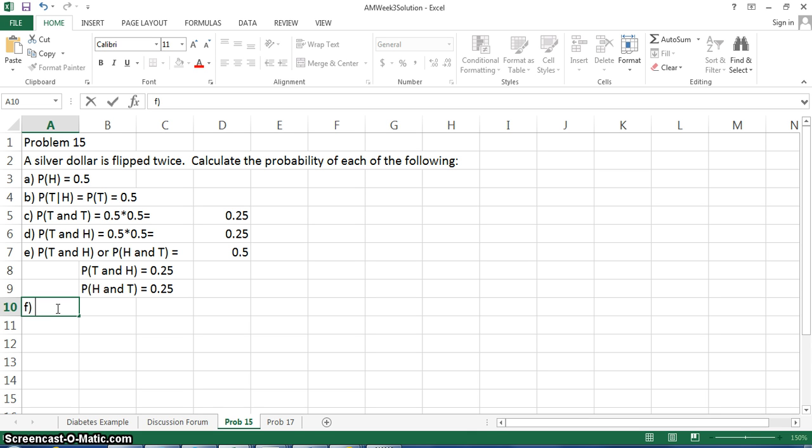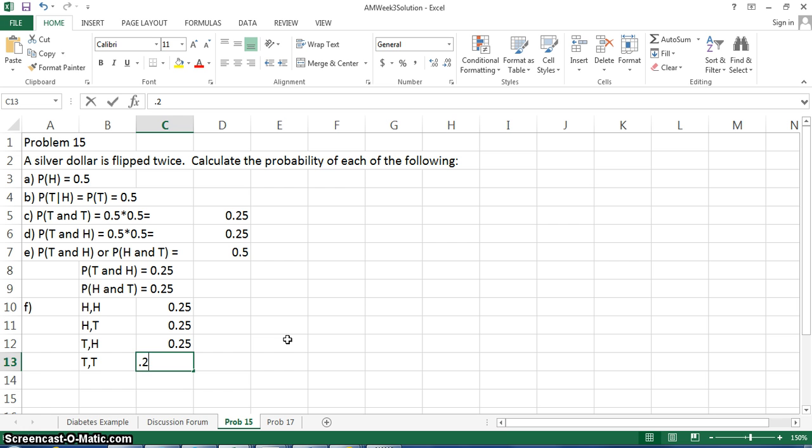What is the probability of at least one head on the two flips? Here it might just help to list out the possible outcomes that we can get when we flip a coin twice. We can get a head on both flips. We can get a head and then a tail. We can get a tail and then a head. We can get a tail and then a tail. And if we look at some of our other calculations, we can see that the probability for each of these outcomes is 25%.